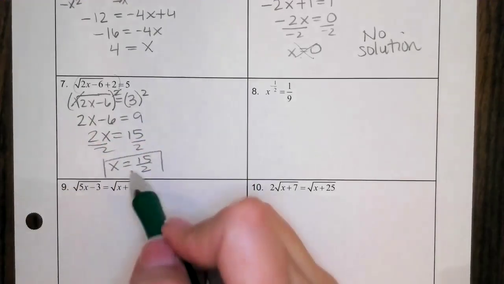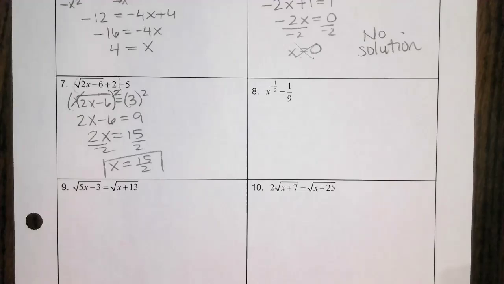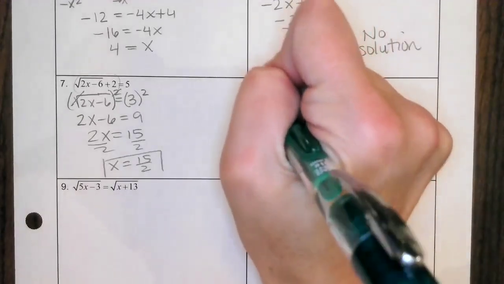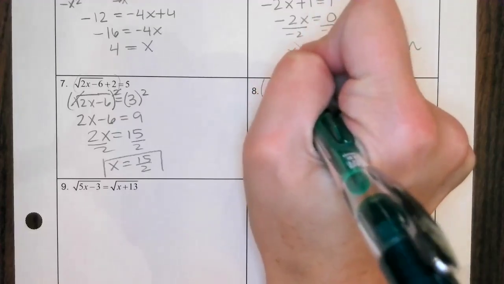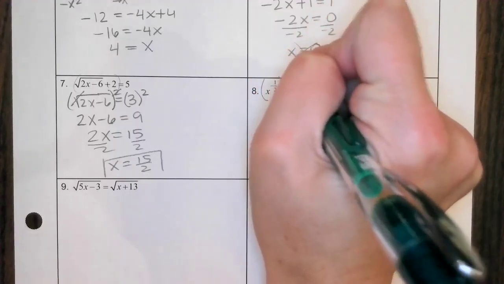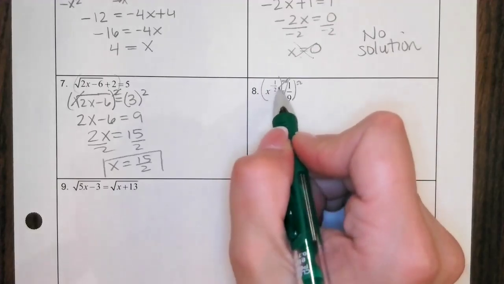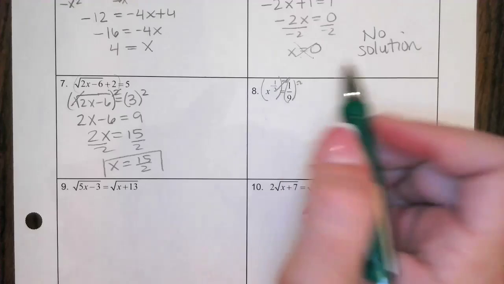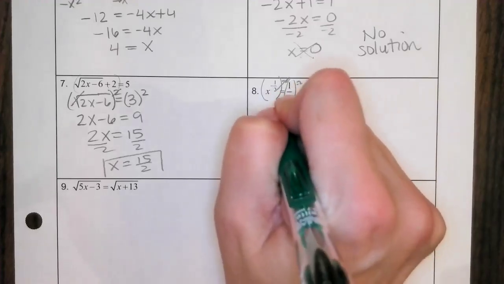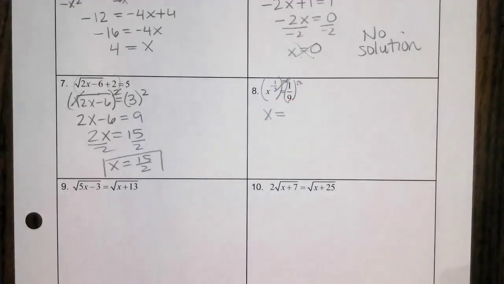And you should always be plugging these back in, making sure they work. So I've checked them, those work. All right, so now we're going to raise this to the negative 2 power. This was a negative 1/2, so if I raise it to the negative 2, that's going to cancel, and a negative times a negative turns it into a positive. So my x is freed.